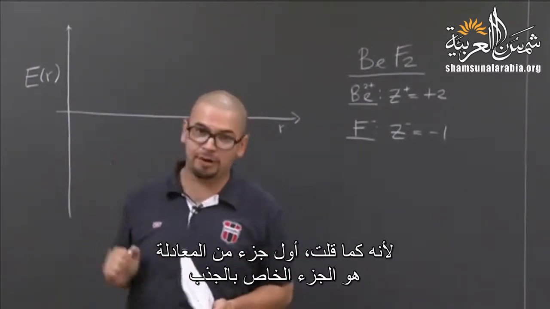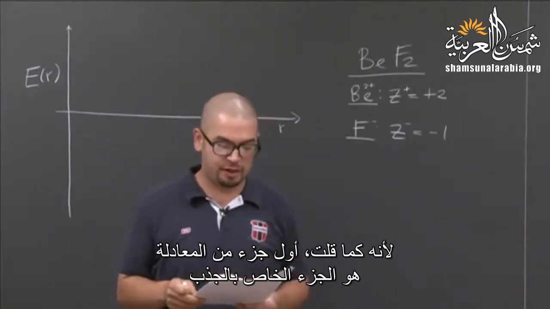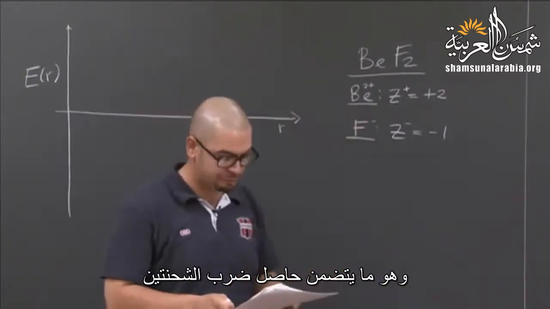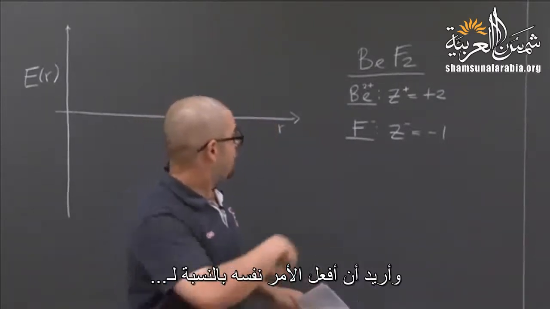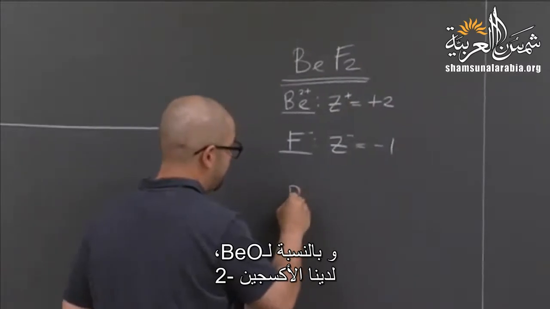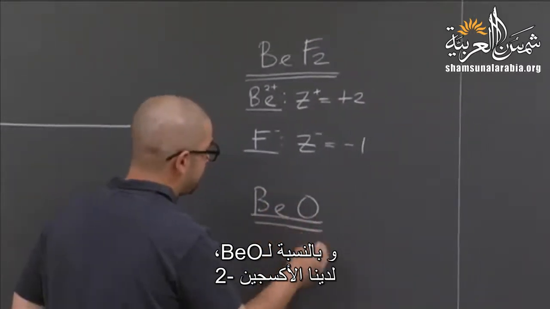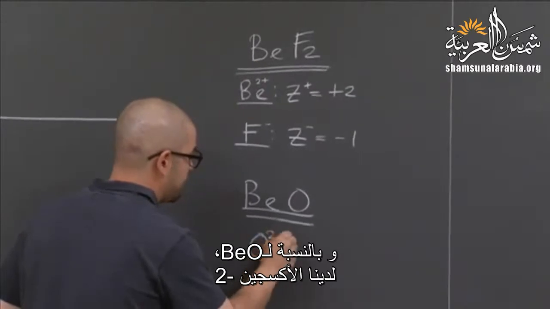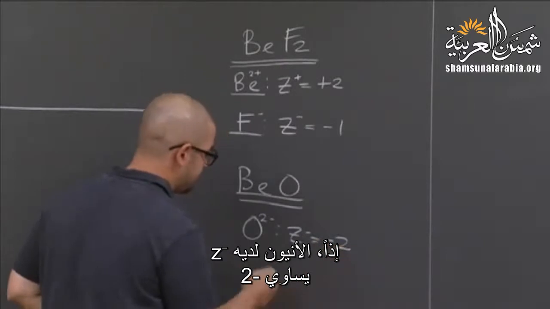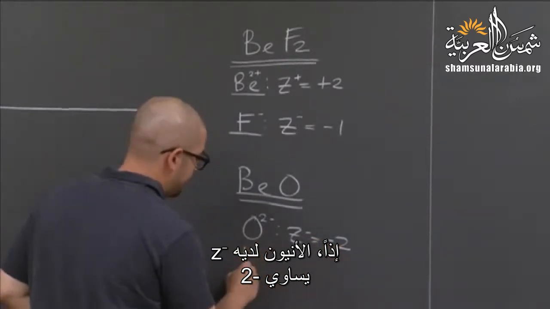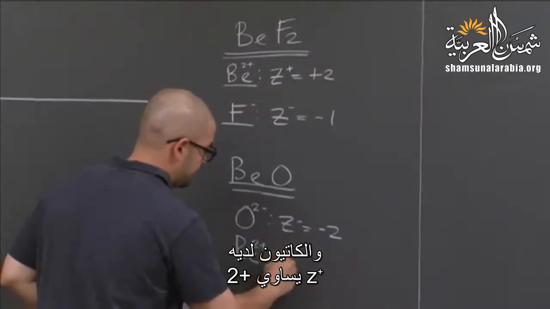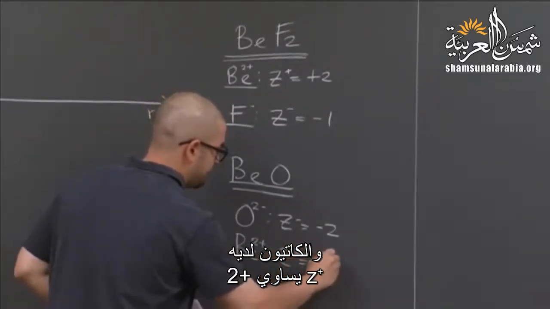Like I said, the first part of the equation is the attraction part, which involves the product of your charges. I want to do the same thing for BeO. I have oxygen 2-, so my anion has a Z minus of -2, and my cation just has a Z plus of +2.